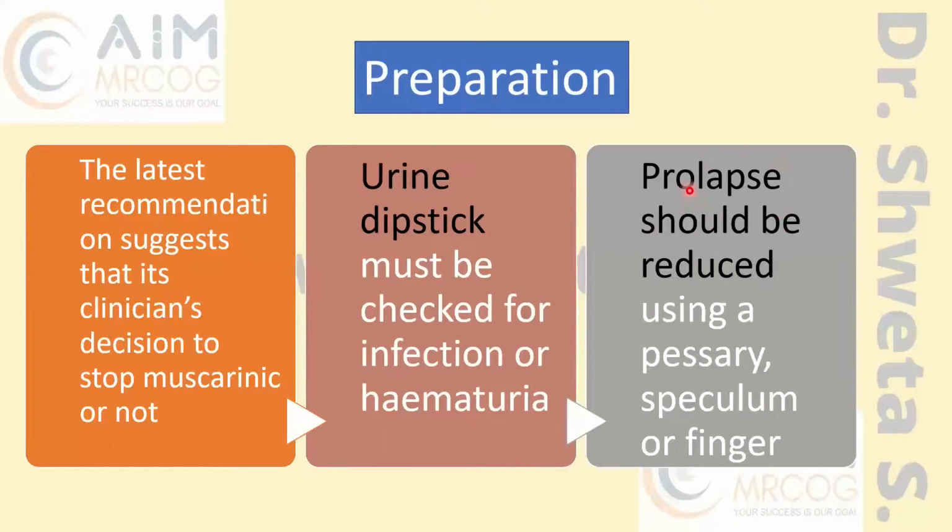Then you have to reduce the prolapse. How will you reduce? Either you will use pessary, you will use speculum, or by finger. Somehow you have to reduce the prolapse because prolapse is going to produce the symptom of overactive bladder. So you don't want the false impression because of prolapse. You want to know about her bladder. You don't want to know about other pathology causing this problem.